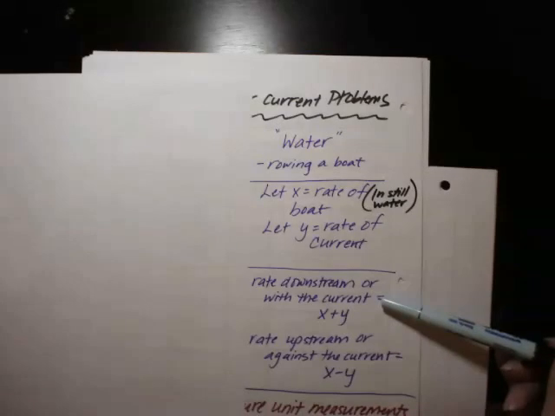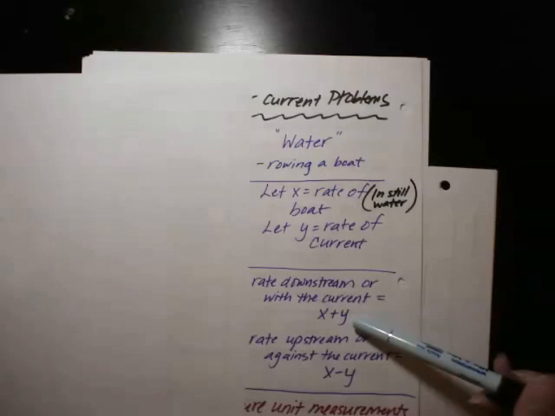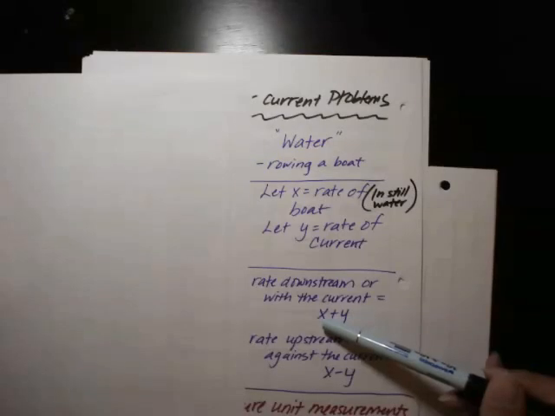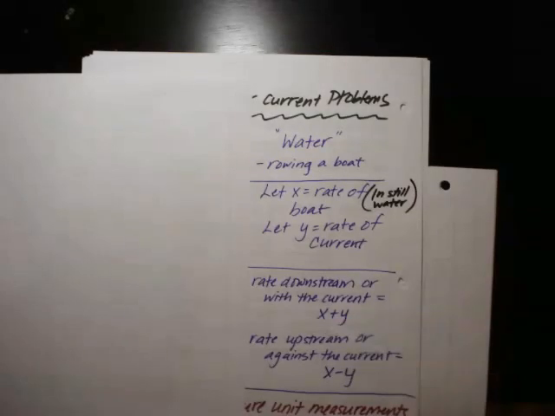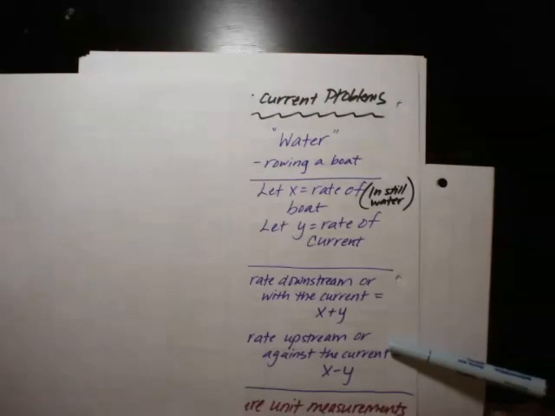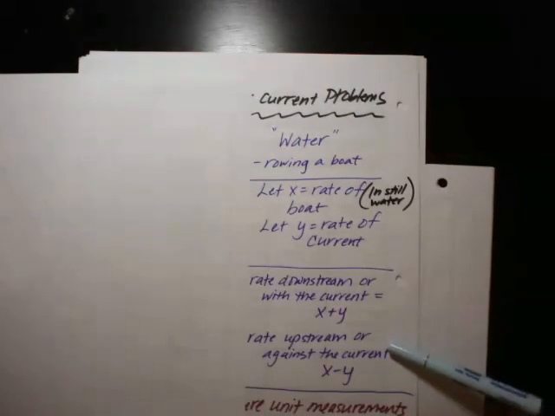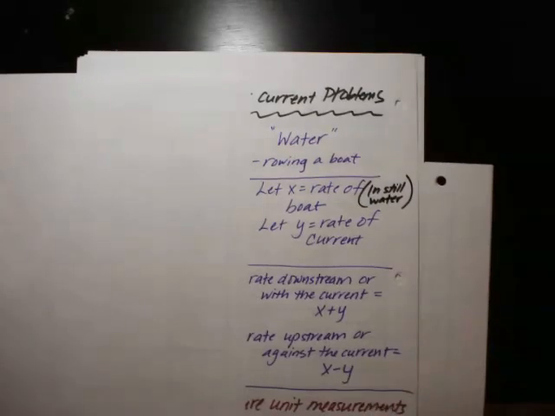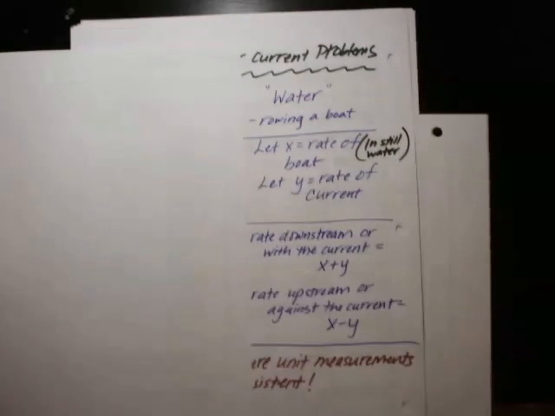When you're going downstream or with the current, you're going to have the help of the current. So you're going to add the rate of the current to the rate of the boat or the ship or the swimmer. Going upstream, as you can imagine, fish traveling upstream, they have to fight against the current. You're going to be taking away the rate of the current because you're going slower, because you're going upstream, because you're going against the current. Make sure you can see that.